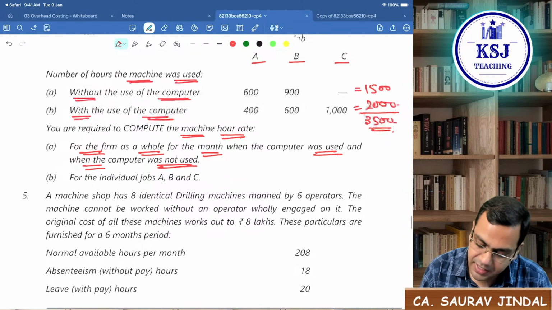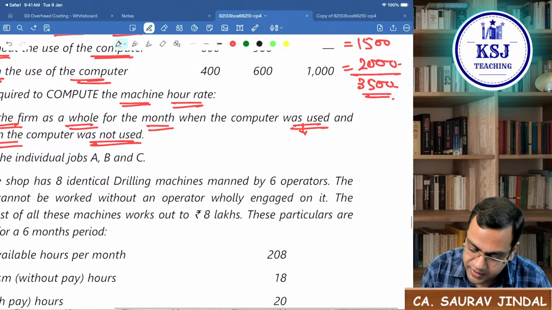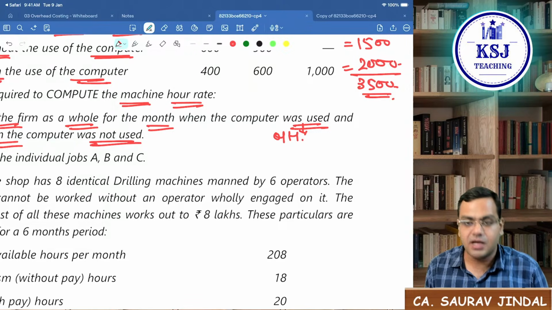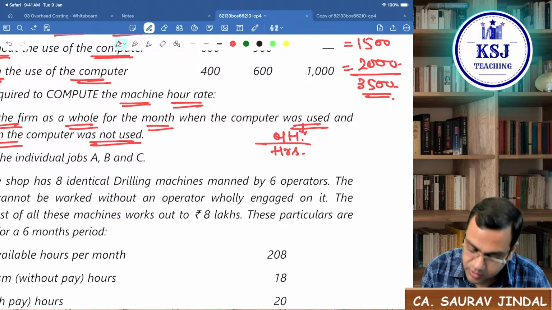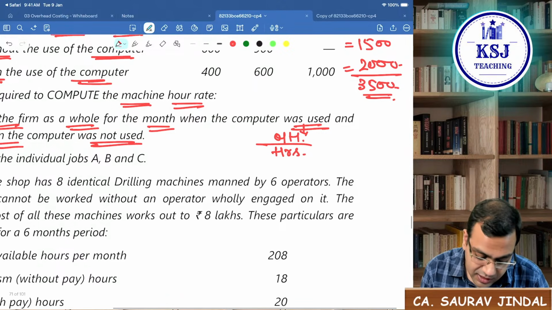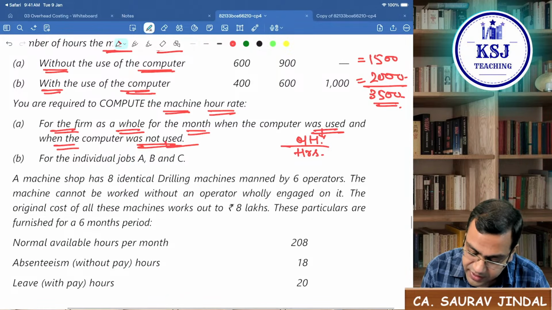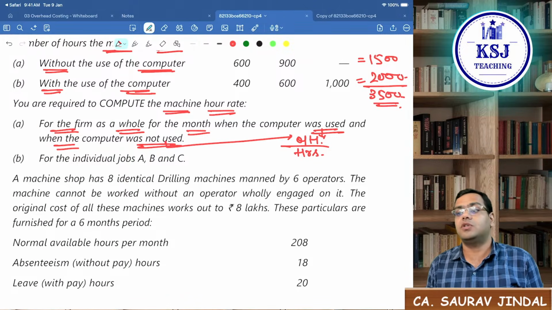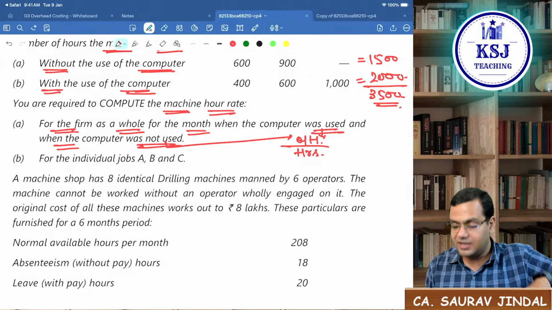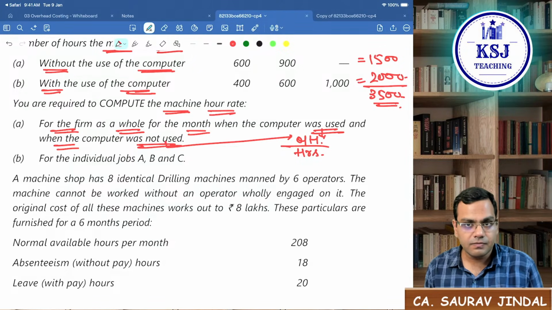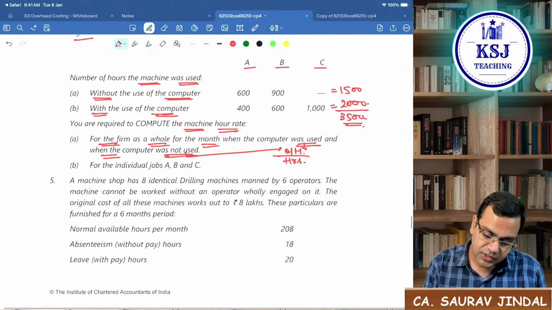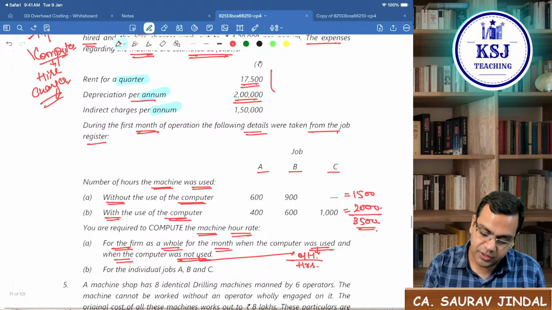So what should be done here? What are the overheads when the computer was used divided by hours when the computer was used? Similarly, you have to calculate the overheads when the computer was not used and the hours when the computer was not used. Clear? Okay, so these are the overheads given to you.